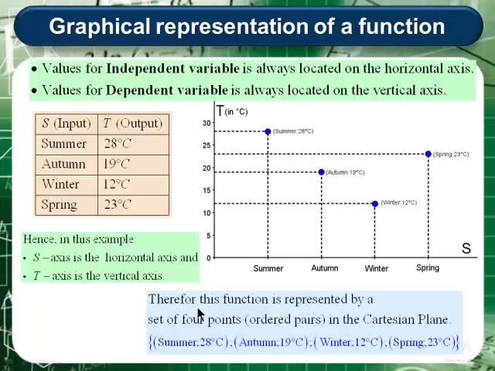Therefore, this particular function is represented by a set of 4 points, which in this case are ordered pairs, because in the pair, the first component of this particular point will always have the independent variable value, while the second component will always contain the output or the dependent variable value.